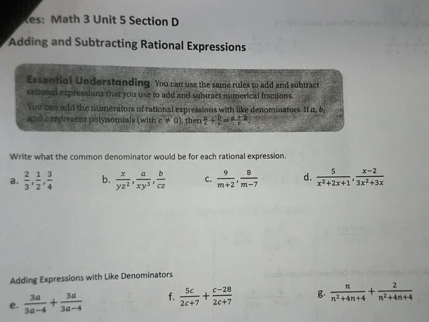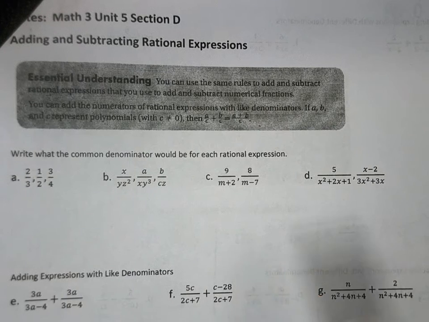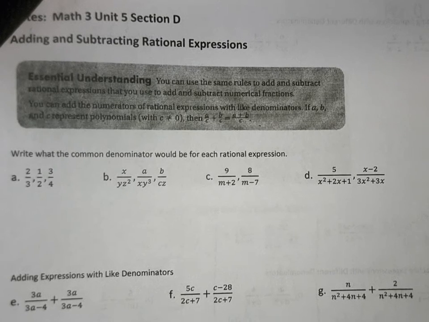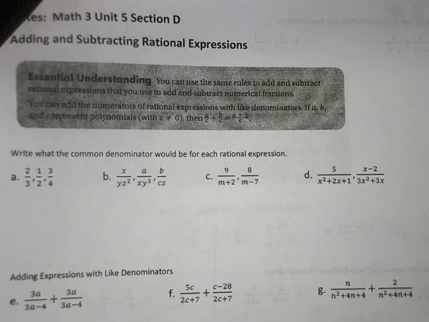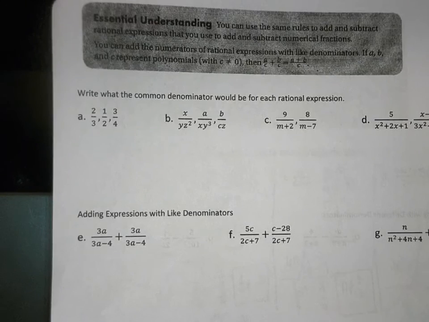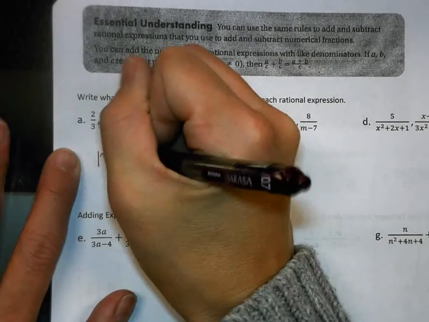So to start, we're just going to practice getting some common denominators. We're not actually going to solve these problems, but we just want to get them to have the like denominator. So looking at 3, 2, and 4, what would you say would be your common denominator for that? 12. So how did you get 12? Like, what is your thought process?